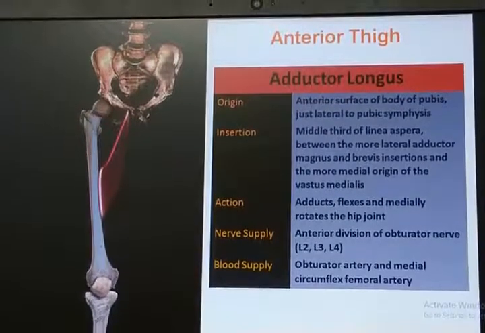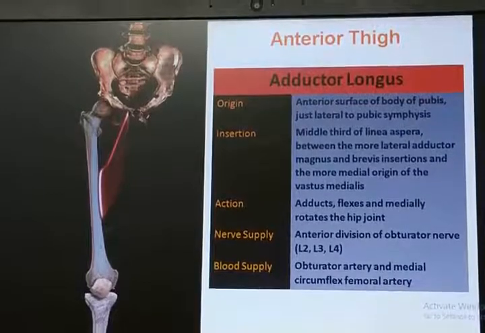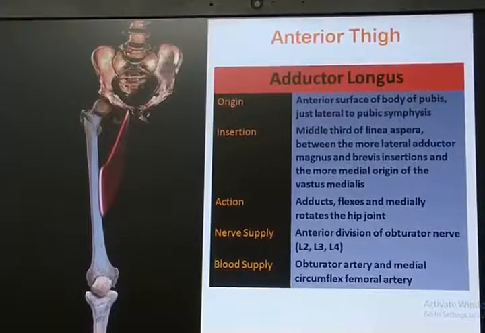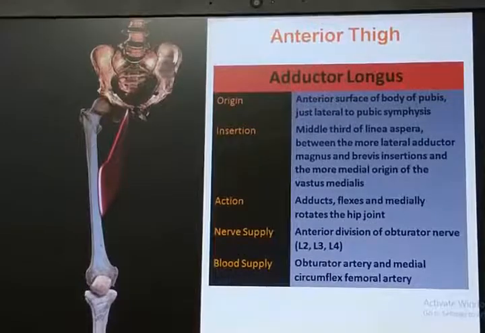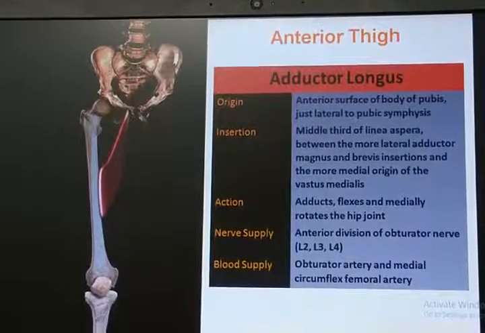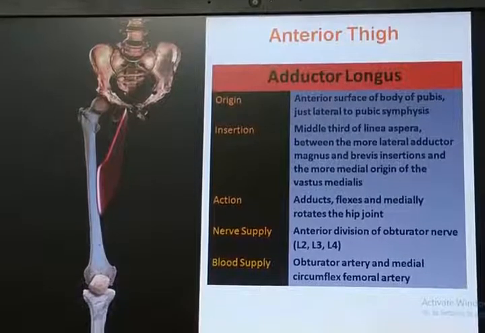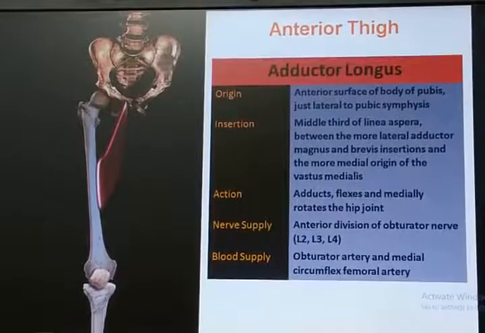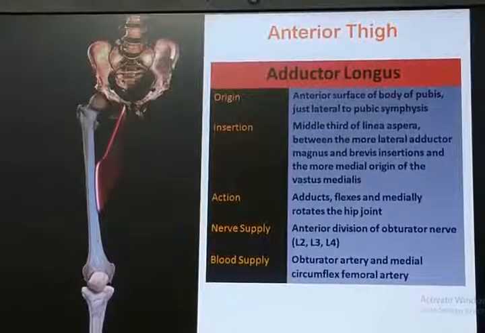Coming to the adductor longus, it originates from the anterior surface of the body of the pubis, just lateral to the pubic symphysis, and inserts on the middle third of the linea aspera, between the more lateral adductor magnus and brevis insertion and the more medial origin of the vastus medialis. Action: adducts, flexes and medially rotates the hip joint. The anterior division of the obturator nerve is the main nerve for the adductor longus, and the obturator artery and the medial circumflex femoral artery supply this muscle.